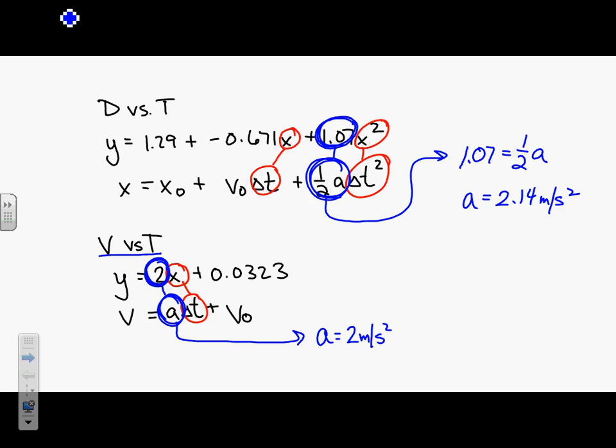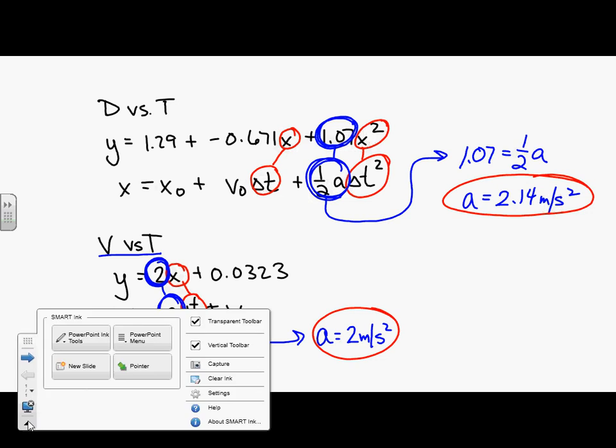But this is the same marble. So we have two different accelerations for the same marble. But that's because we used two different methods to get those accelerations. We used two different graphs. So what we want to do now is compare these two values to each other to see how far apart they really are. So we're going to do what we call a percent difference calculation. Now that we have our two accelerations, we're going to find how far apart they are from one another.